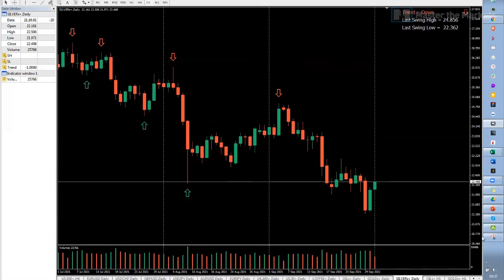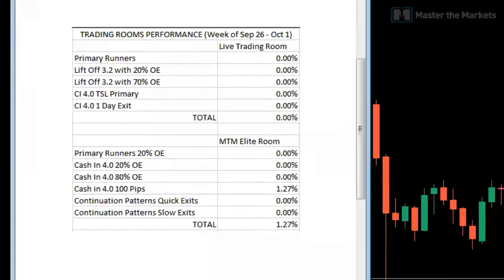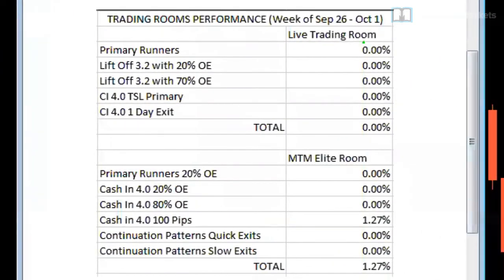Let's move on to the trade performance for our live trade rooms. No trades in our LTR. For the elite room, we had a 1.27% return on the Cash In 4.0 100 pips strategy. So overall this week, 1.27% if you're able to take the trade that we did.